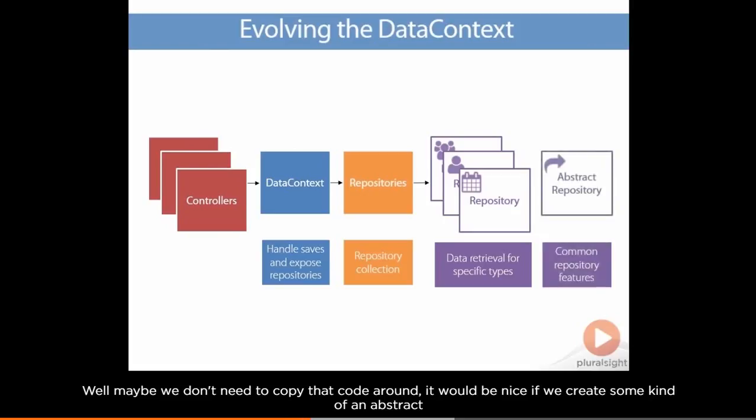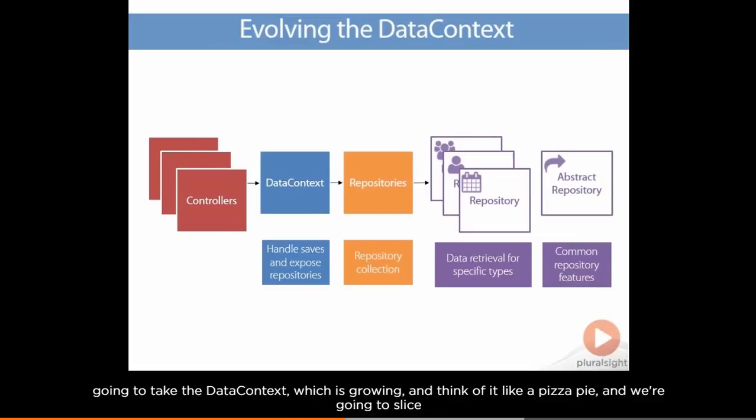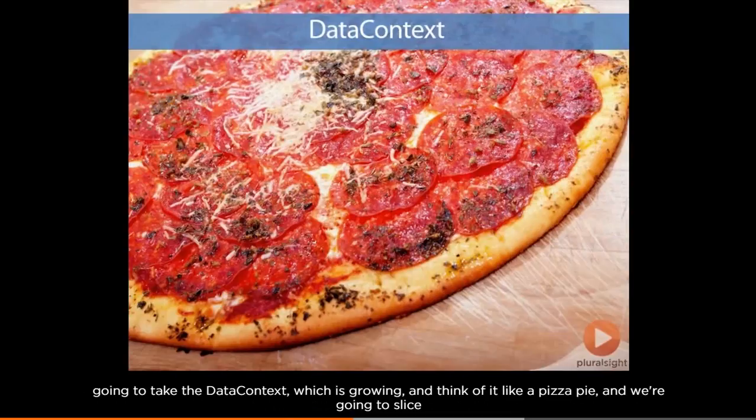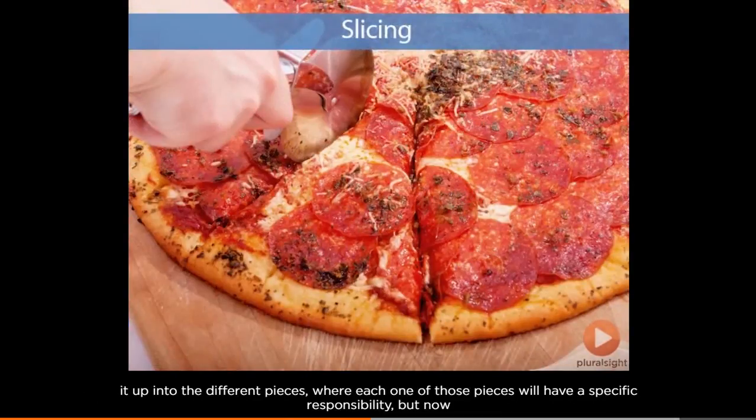It'd be nice if we create some kind of an abstract repository, which will have all that commonly shared repository features. So that'll be the plan in our JavaScript repository pattern. So we're going to take the data context, which is growing, and think of it like a pizza pie, and we're going to slice it up into different pieces, where each one of those pieces will have a specific responsibility.